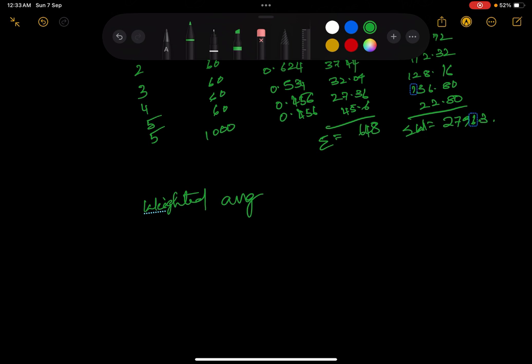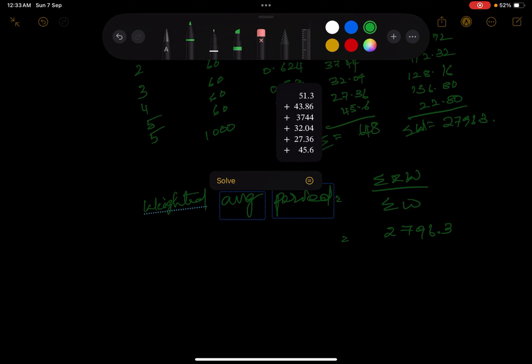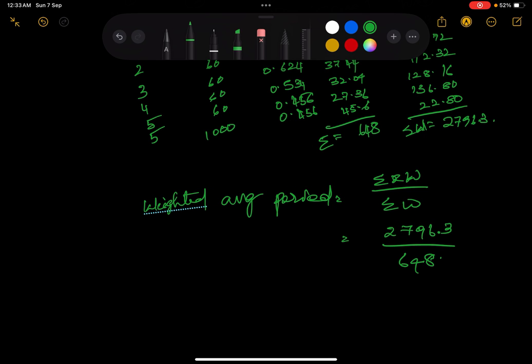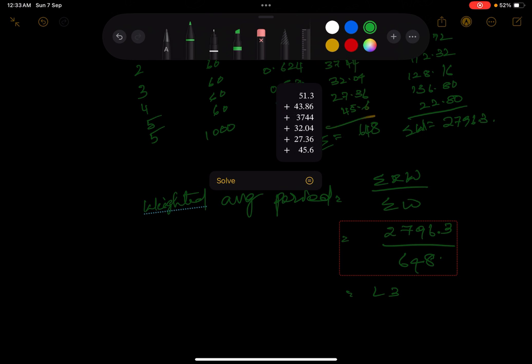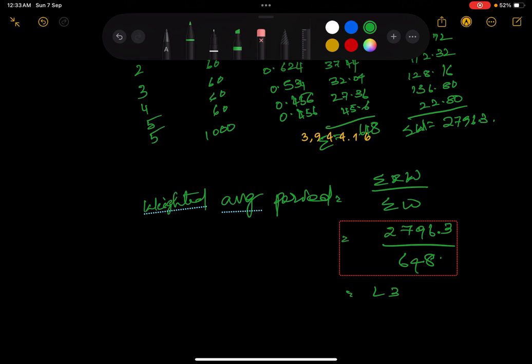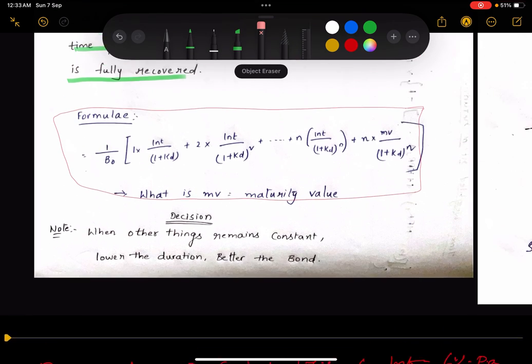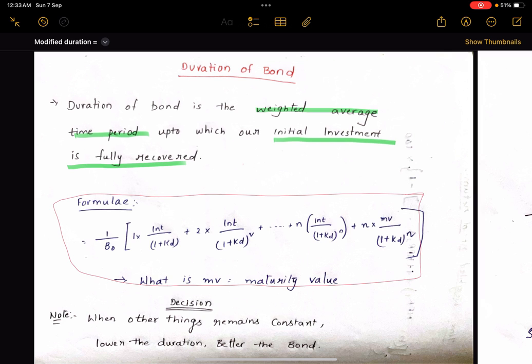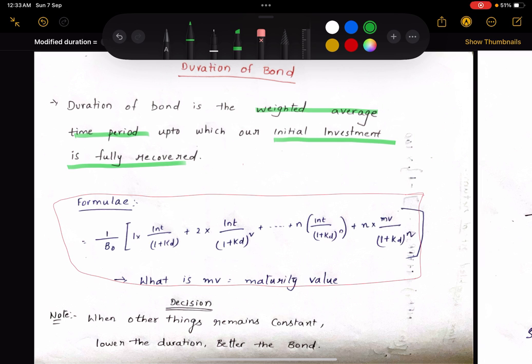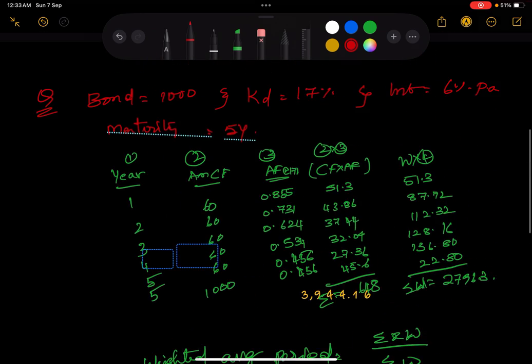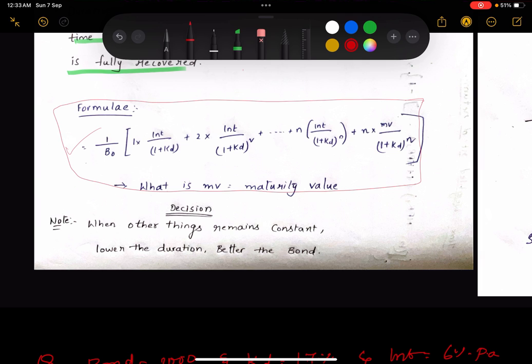So weighted average period is equal to sigma XW by sigma W, which means 2796.3 by 648, which is equal to 4.135 years, right? So we can do it this way. We can use this formula or the table format, anything is fine. It is easy in my opinion.